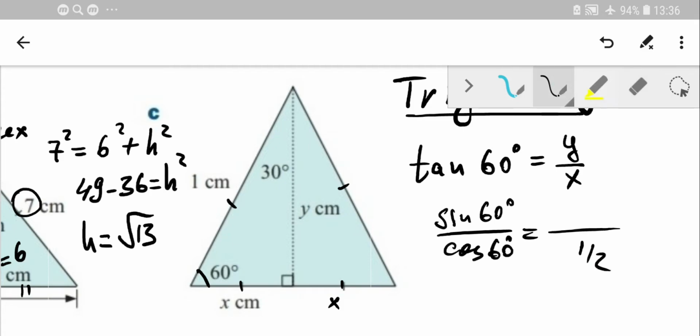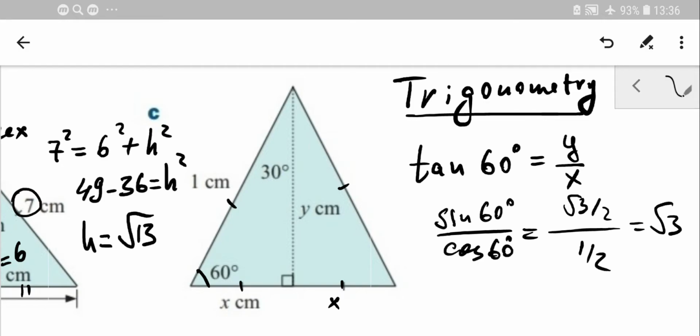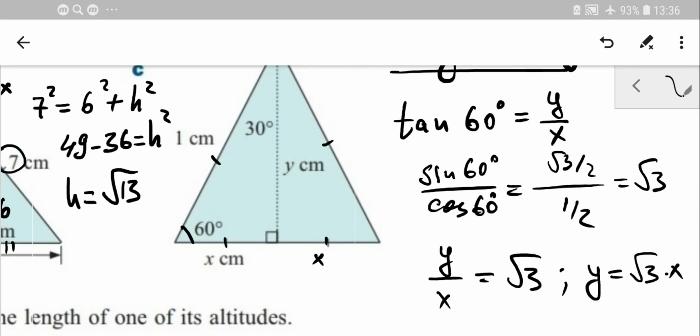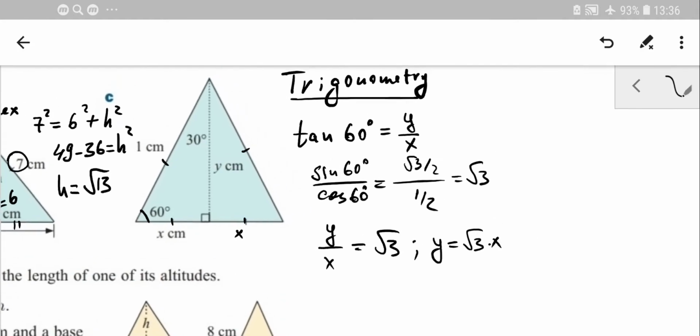And sine 60 will give you square root of 3 over 2. So we'll get square root of 3. Okay, and that's why we have a relation between y and x. So actually, if we divide y by x, we'll get square root of 3. So that means y is square root of 3 times x. Okay, that's what we have here.